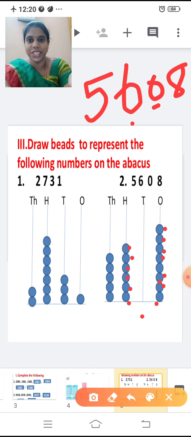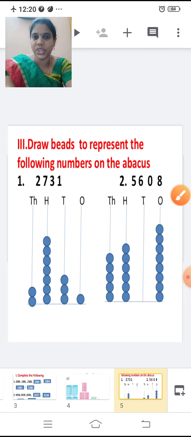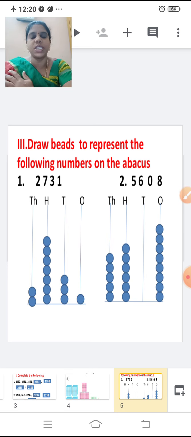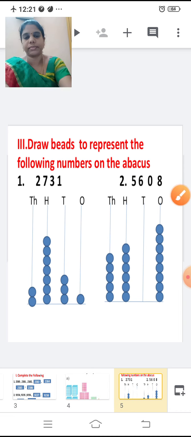Have you all drawn 6 beads, children? Now move on to the thousands place. What number do we have? 5. So draw 5 beads on the thousands place. 1, 2, 3, 4, 5. I think you all know how to draw beads on the abacus, right? How to represent the number on the abacus, right? So for the given number, you're going to draw beads on the exact places. So 5608: I have drawn 8 beads on the ones place and there is no bead on the tens place, and 6 beads in the hundreds place and 5 beads in the thousands place.